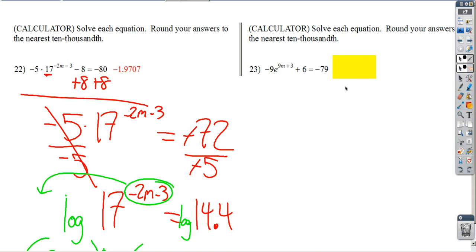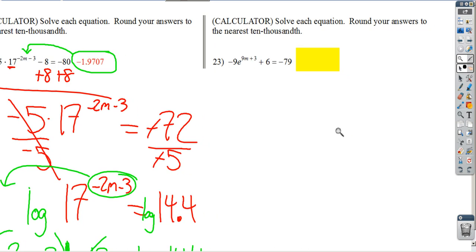Easy way to check, by the way, would be to take this number and just plug it in right there for m, and it should work. Okay, this next one is done the same way. Really the only difference is you could solve it the same way, but in this case it would probably be a good idea to take the natural log instead of the regular log, and that's because we're using e right here.